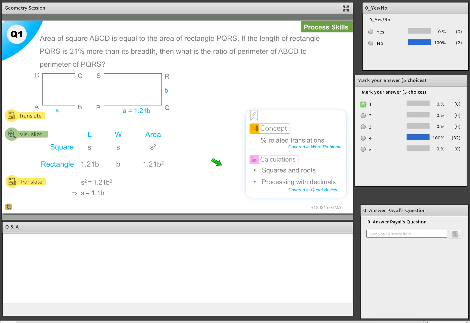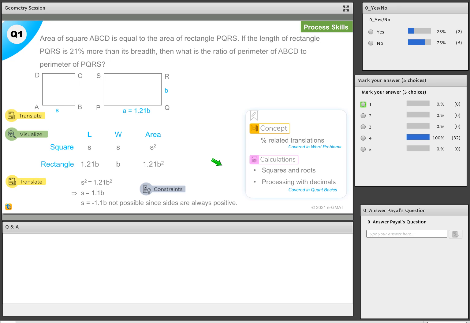If you're all very comfortable, well and good, then you don't need to go through that module. But if you are not comfortable processing decimals, if you make mistakes such as taking 1.21 B squared as 111 B, then those are mistakes that you should not make. Do not classify those mistakes as silly mistakes. Build the appropriate conceptual understanding, which is how to handle squares and roots and how to process decimals, and all that is covered in our Quant Basics course.